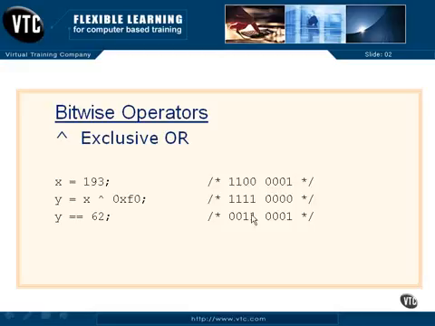Same thing here. This comes through. Now here is one or the other set? No, they're not. So that's false, false, false. And this one, yes, that one is set. That one is not. That matches our exclusive OR and does make it through. So our new value after being exclusive ORed with F0 is 62. That's the exclusive OR operator.